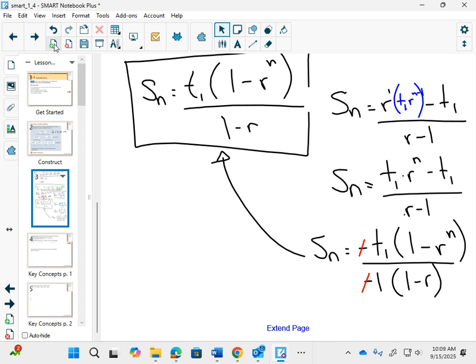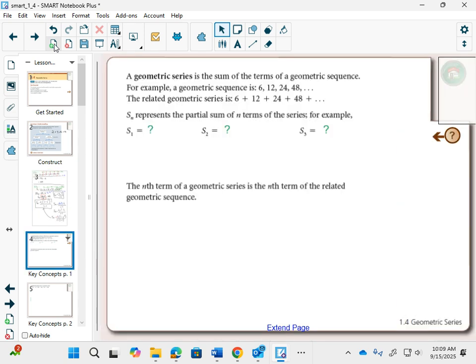And this is on the bottom. That formula is on your formula sheet, also on the bottom of page 44. And we can highlight this new definition. A geometric series is just the sum of the terms in a geometric sequence. So sum 1 would be the first one. Sum 2 would add the first 2. Sum 3 would be adding the first 3.